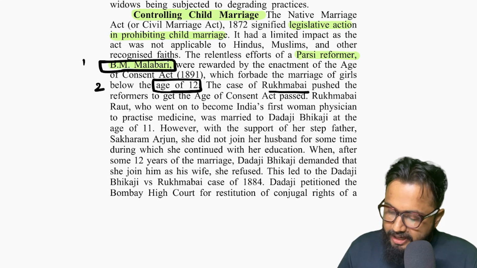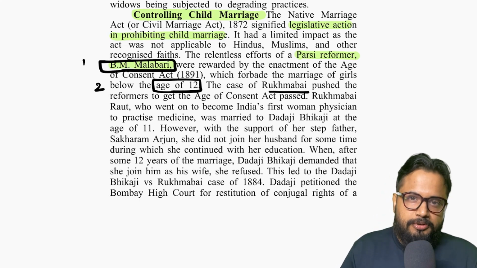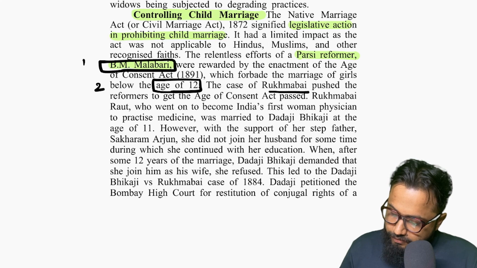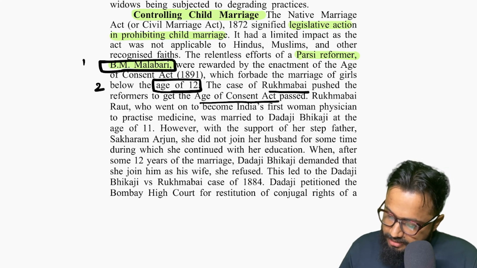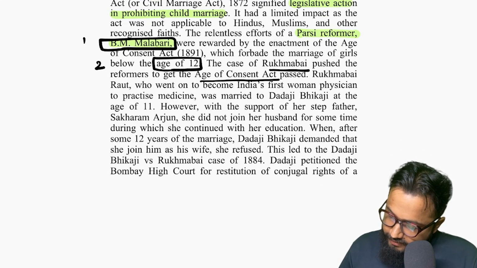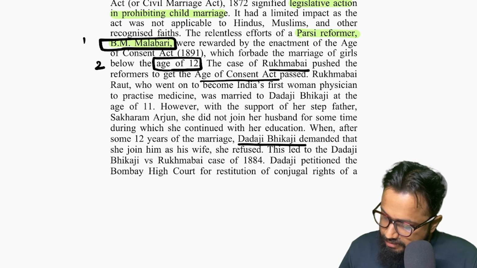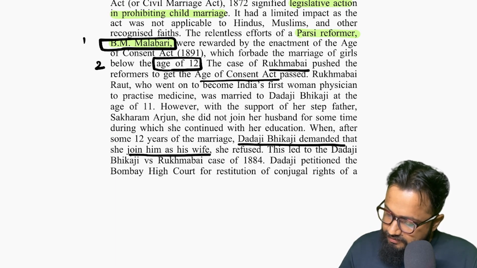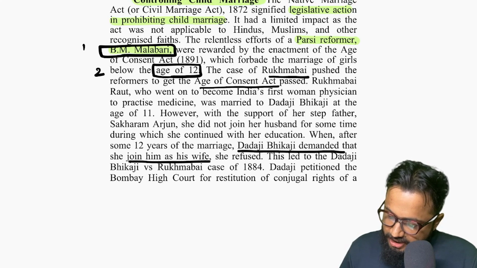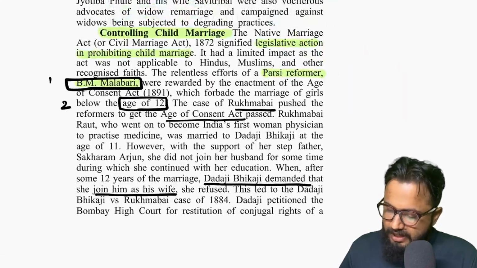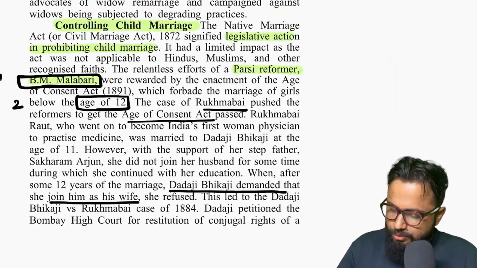The case of Rakhmabai. Rakhmabai was asked in UPSC prelims 3 years ago. It pushed the reformers to get the Age of Consent Act passed. This is what happened, and so on. Dadaji Bhikaji demanded that she join him as his wife. Then a petition was filed, and some things happened. Okay, I won't stretch it too long, just a little bit.